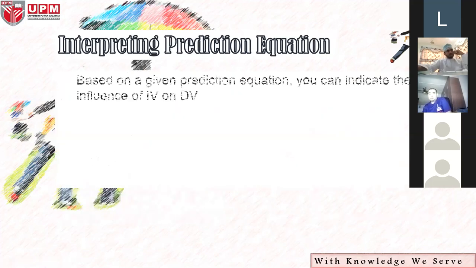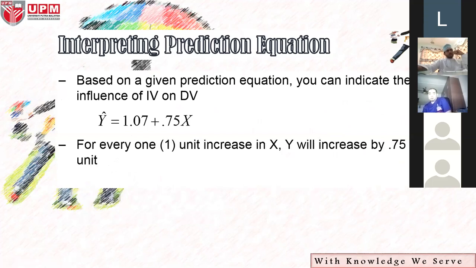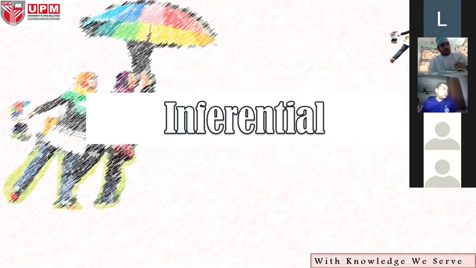Okay, and then interpreting the prediction equation: based on a given prediction equation, you can indicate the influence of IV towards DV. How to interpret it for everyone: based on y hat equals 1.07, which indicates B0, plus 0.75x, which indicates B1, we can interpret that for every 1 unit increase in x, y will increase by 0.75 unit. This is how we interpret. We can also interpret that the amount of increase or decrease in y is based on B1.